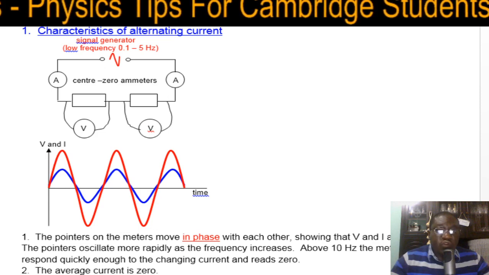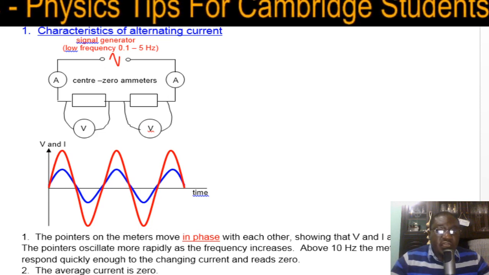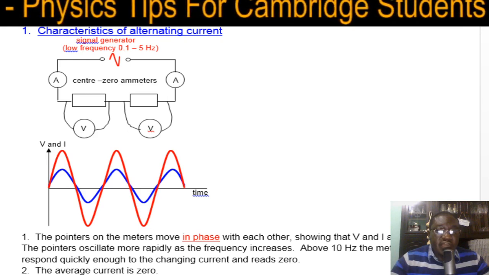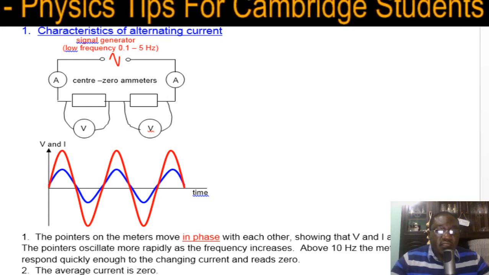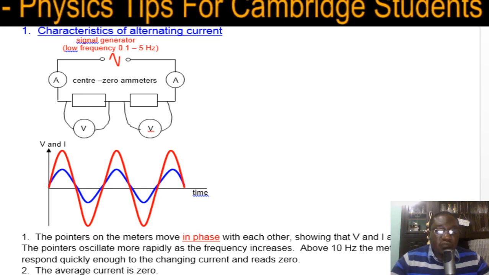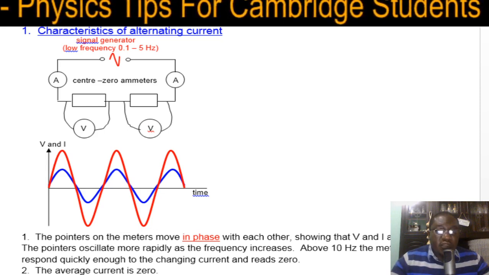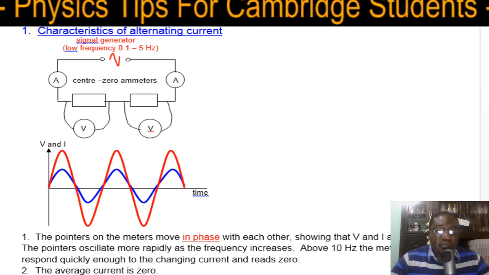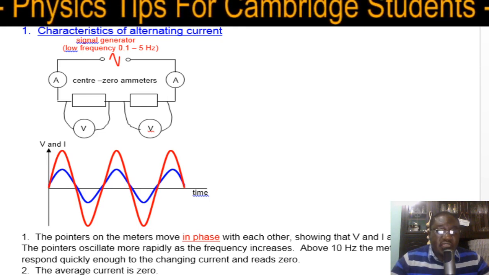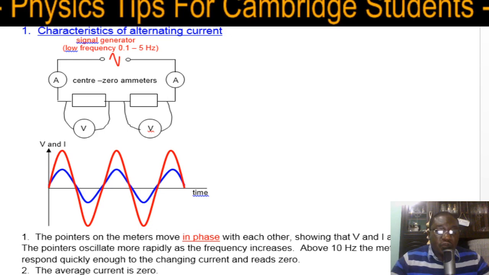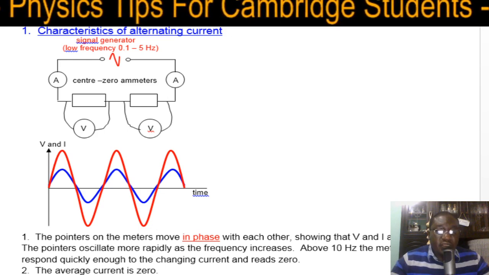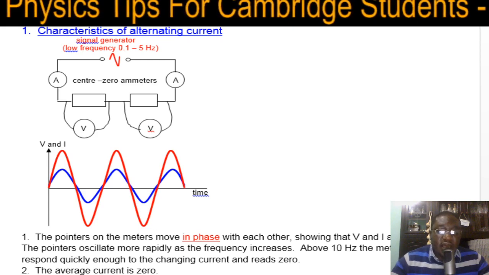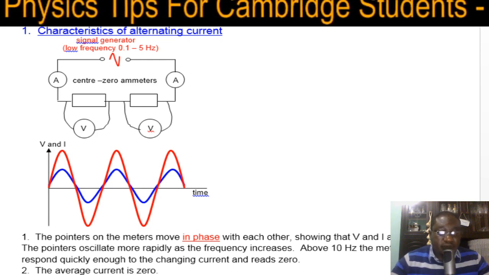You start off with low frequencies, the ammeters will start oscillating. Okay, in other words, they move from left to right repeatedly. The same will happen to these voltmeters. The thing to note here is that the voltmeters and the ammeters will be moving in the same direction at the same time. So which means it gives testimony to the fact that voltage and current are in phase.